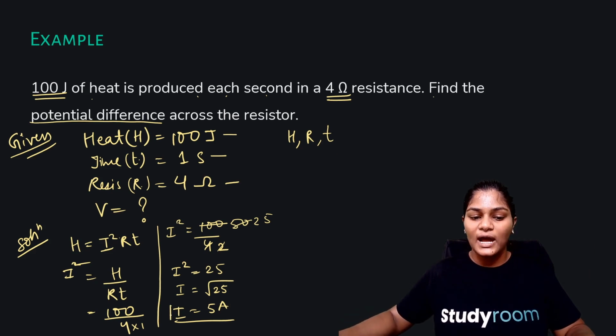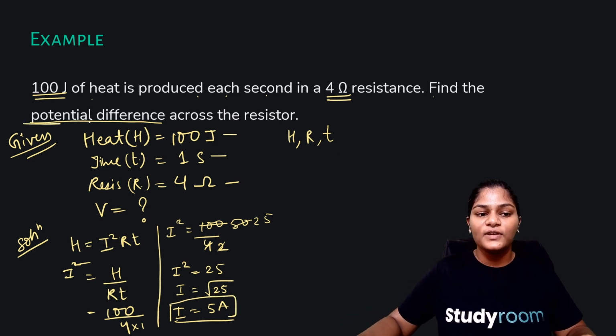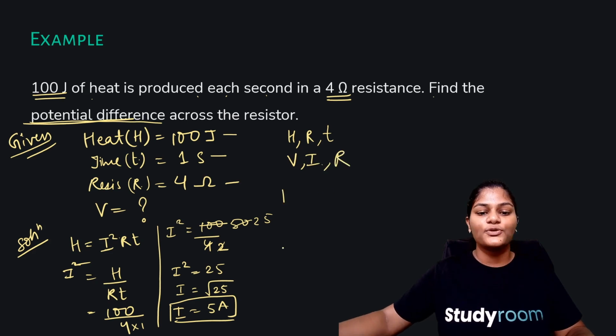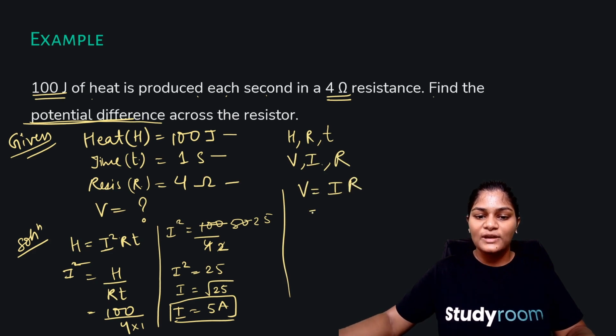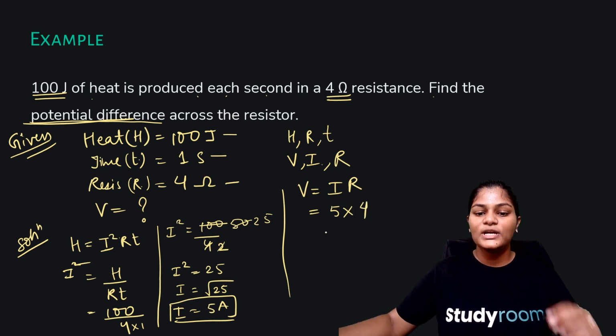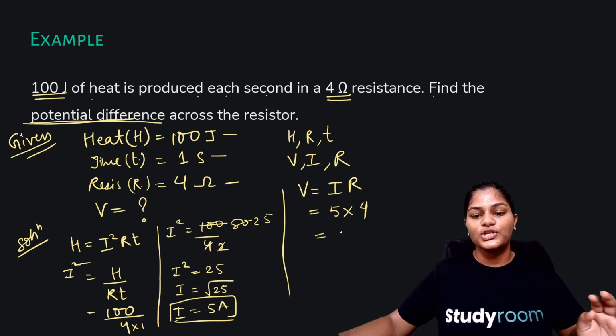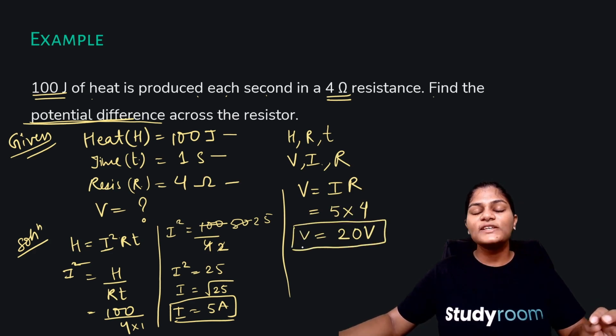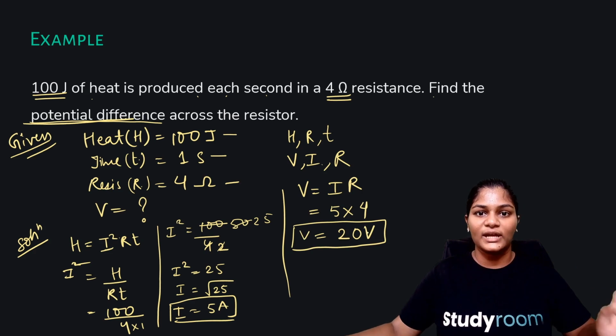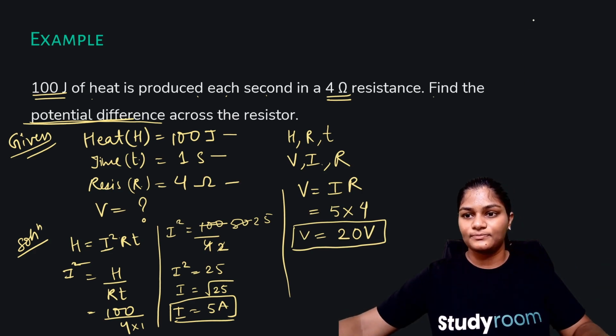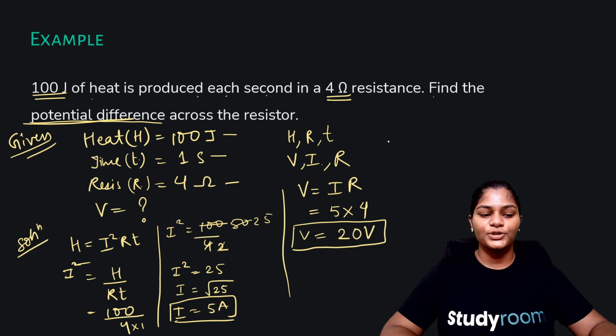So now that you have your I and you have to find your V, what is the formula that comes to mind that has V, I and R? Obviously, it is going to be Ohm's law. So V is equal to I into R. So therefore, V is equal to, what is I? 5. What is R? 4. So it is 5 into 4, which is 20 volts. Simple. So always go step by step. Never be afraid looking at the question only. Okay, great. Now let's move on to the next question.